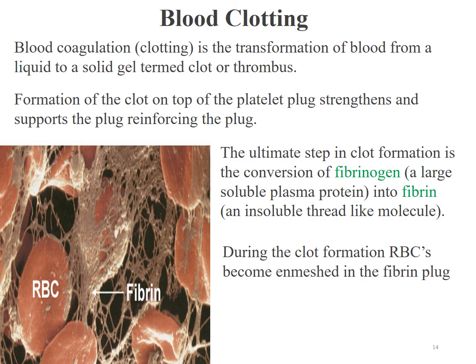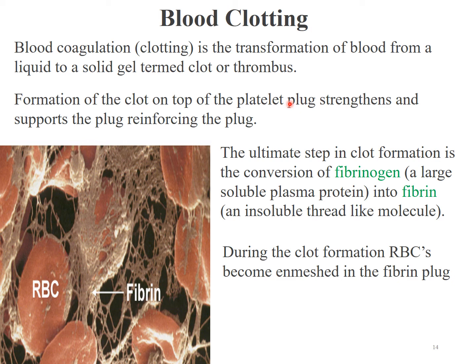Moving on to the third stage, you have blood clotting or blood coagulation. Basically, it means the transformation of blood from its liquid state to the solid state or thrombus. So blood clot is also known as thrombus. Remember, you already have the platelet plug in place. So now the blood clot is going to form on top of this platelet plug, strengthening and reinforcing the structure.